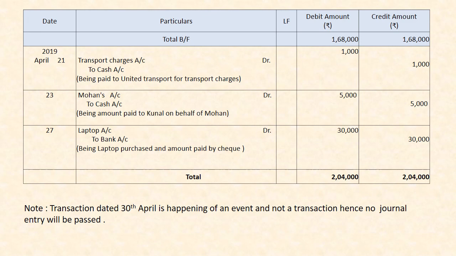Next transaction is on 30th April. Placed an order with Raghav and Sons for goods rupees 20,000 at the rate 12% GST. Students, this is happening of event and not a transaction because only order is placed. Execution of order is not done. Hence, no journal entry will be passed for this transaction. You have to give such note below the answer. See on the screen how note is written.